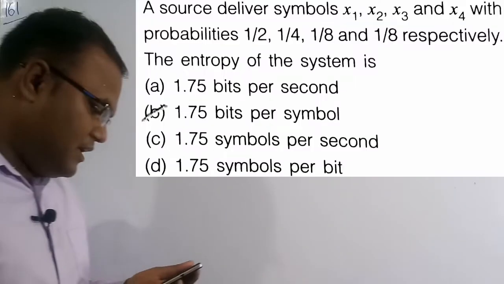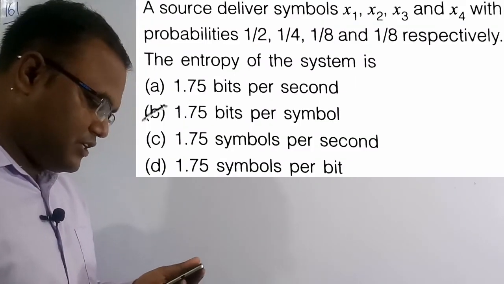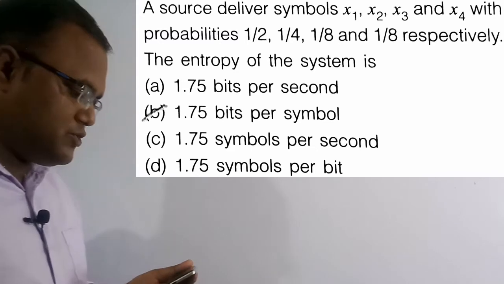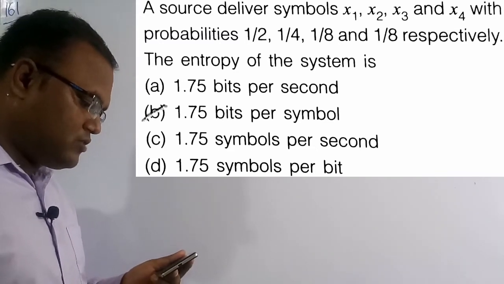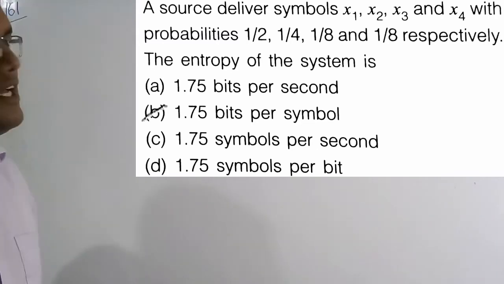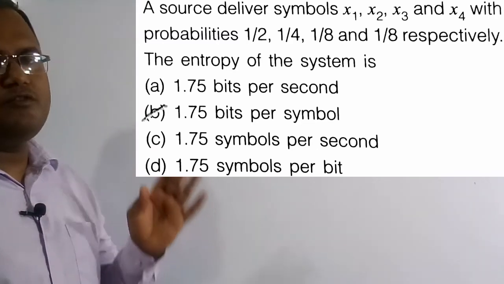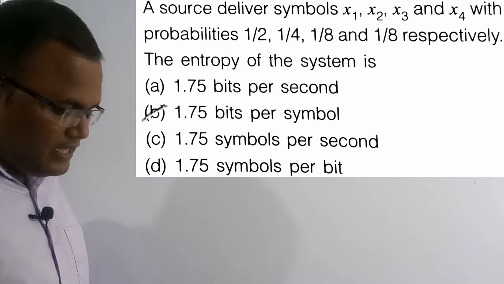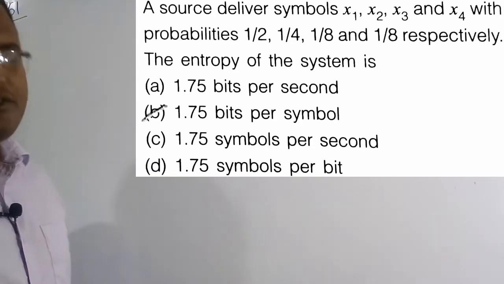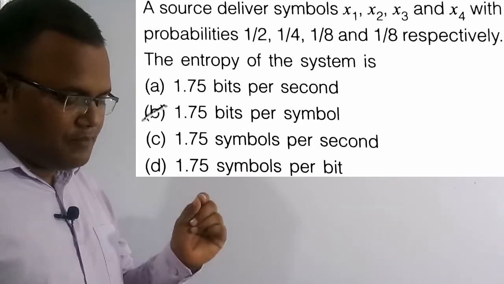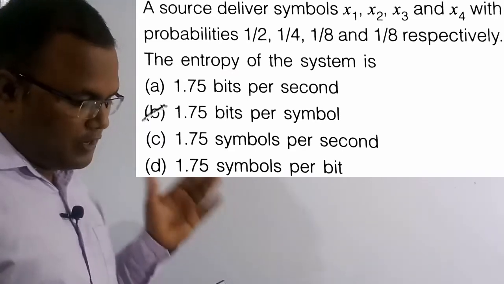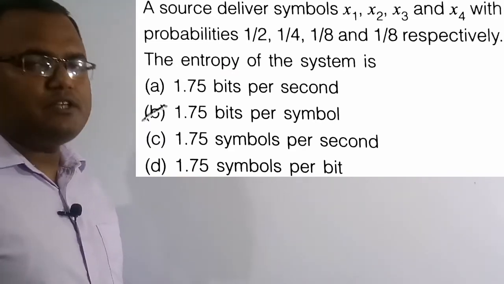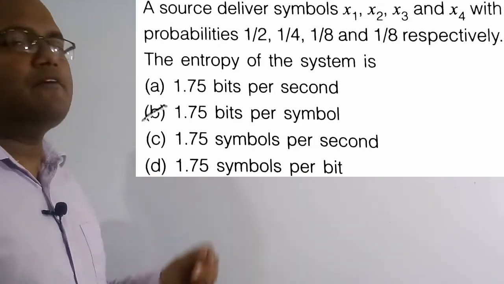See the question here. A source delivers symbols x1, x2, x3 and x4 with the probabilities 1 by 2, 1 by 4, 1 by 8 and 1 by 8 respectively. So the entropy of the system is. Here in this question they give the 4 message signals, or we can say the 4 symbols. For each and every symbol or message signal, the probabilities are given as 1 by 2, 1 by 4, 1 by 8 and 1 by 8. Based on this we have to find the entropy of the system.